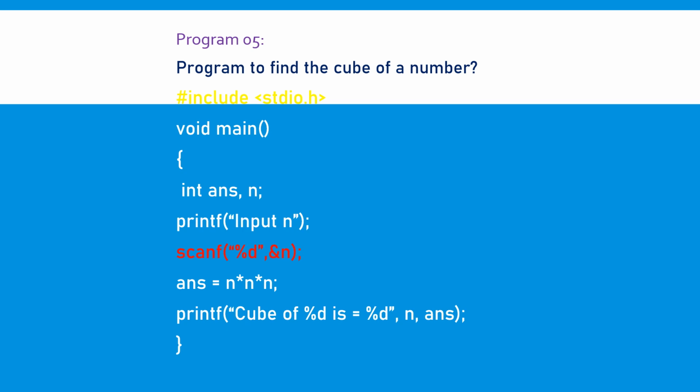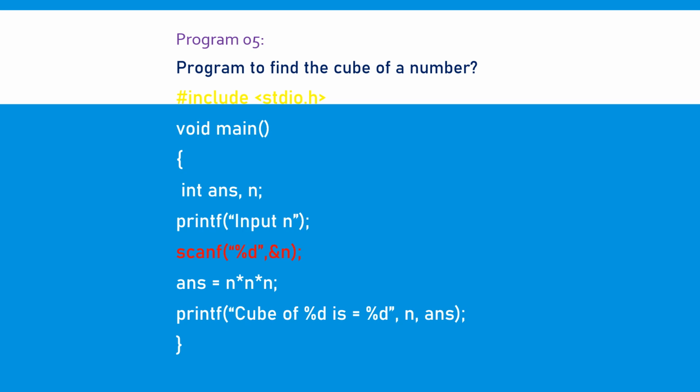Then we say printf("input n"). So when we run the program, the user will get the message input n. Then we have the scanf statement: scanf("%d", &n). Whatever value we input through the keyboard will be collected by the scanf statement and stored in the variable n. That is how the scanf statement functions. Here we can see that the format specifier is %d and the variable name is n.